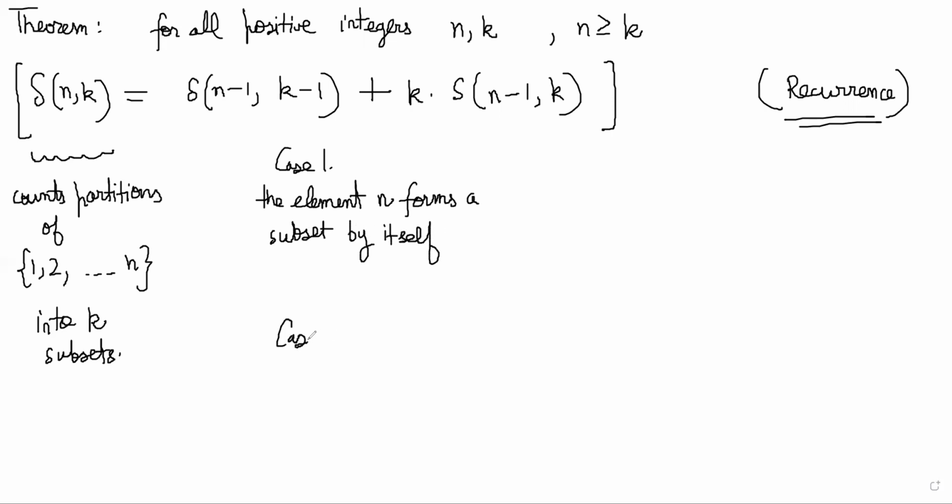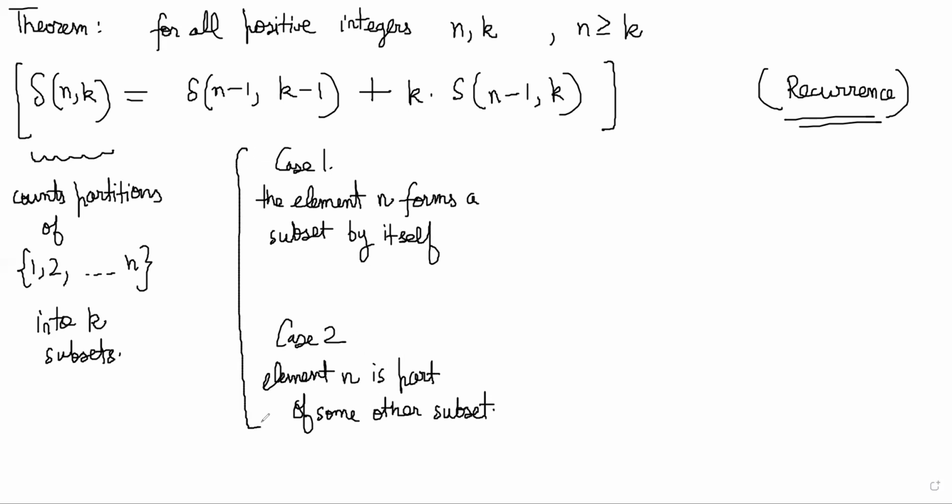And case 2 obviously will be when element n does not form a subset by itself and therefore is part of some other subset. And in both the cases, we are trying to do what? We are trying to count the total number of partitions of n into k subsets, right? Total number of partitions of this set into k subsets.